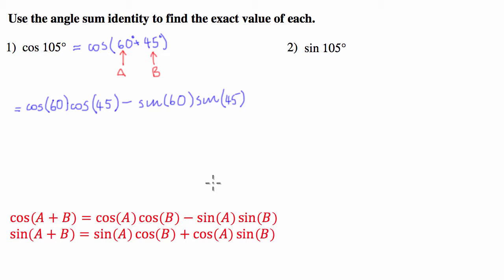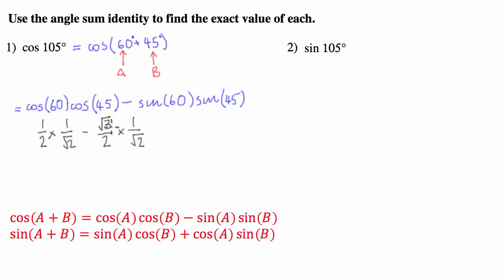So basically you have to know these off the top of your head if you're going to be doing an exam without any calculators or without any notes. So we have to know that the cosine of 60 degrees is a half. And we're going to times that by the cosine of 45, which is 1 over the square root of 2. We're then going to minus the sine of 60, which is the square root of 3 over 2, times the sine of 45, which is also 1 over square root 2.